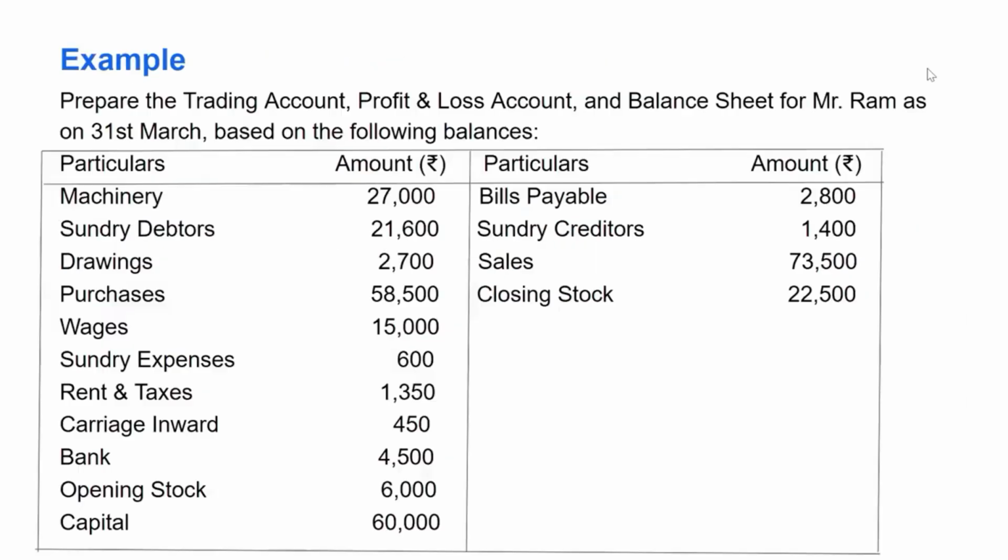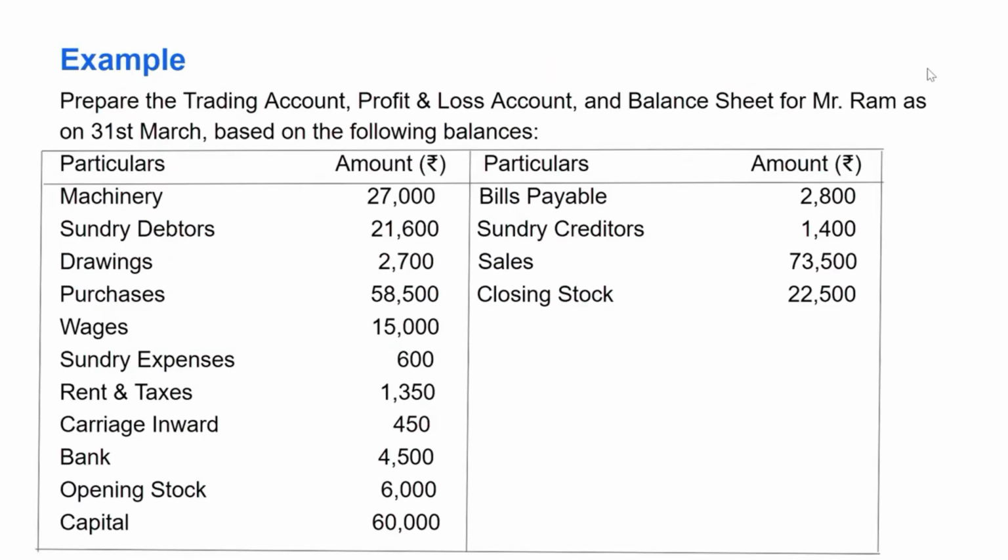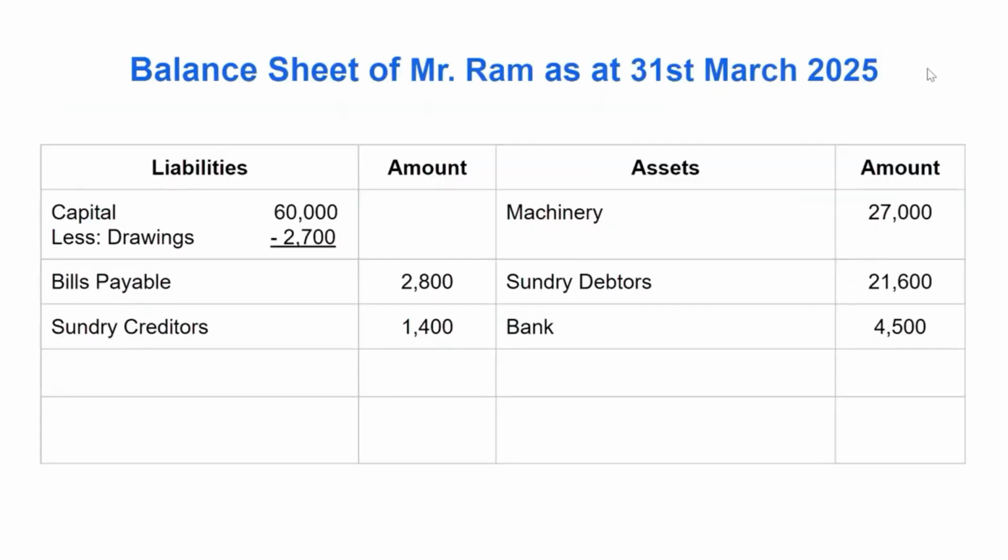Next, bills payable 2,800. Bills payable, we record it in balance sheet on the liability side. Let's see how we'll record it. Balance sheet, liability side, 2,800. Next, sundry creditors, 1,400. Sundry creditors, we record it in balance sheet on the liability side because we need to pay to the vendors. Let's see how we'll record it. Balance sheet, liability side, sundry creditors, 1,400.